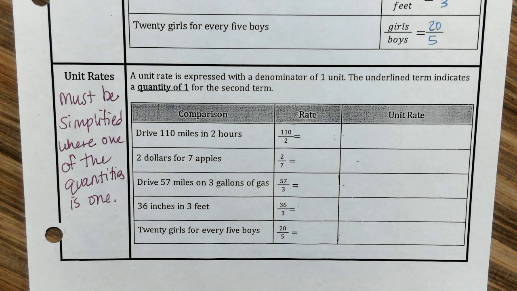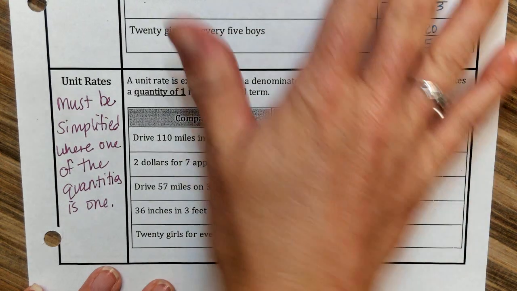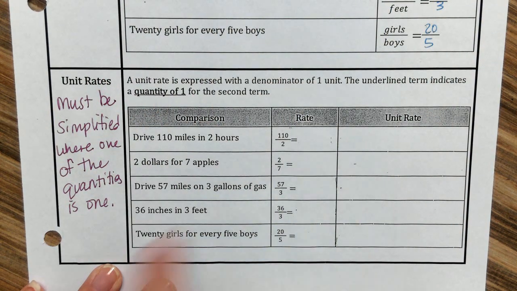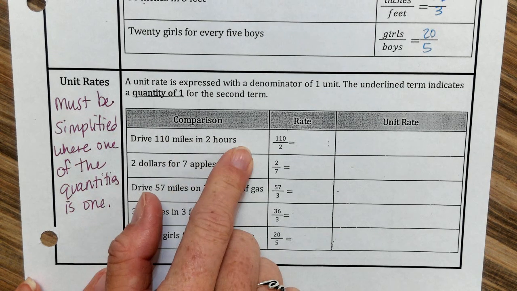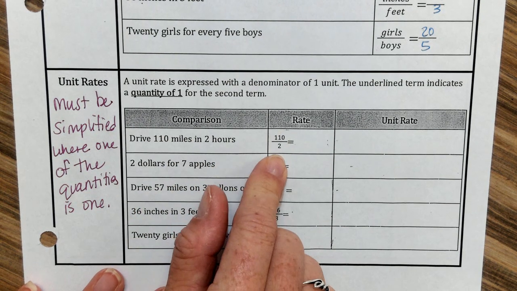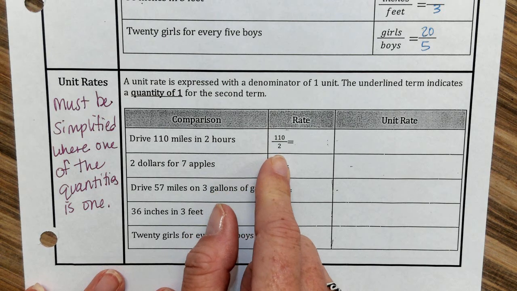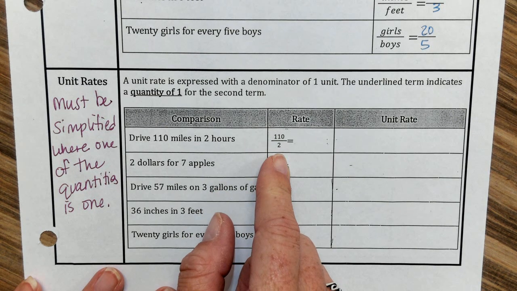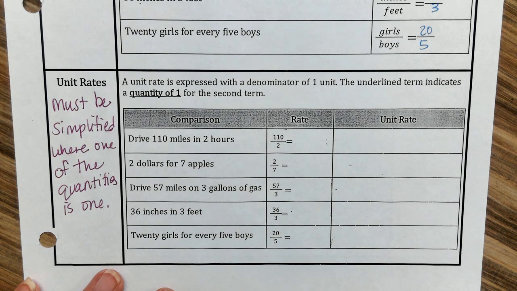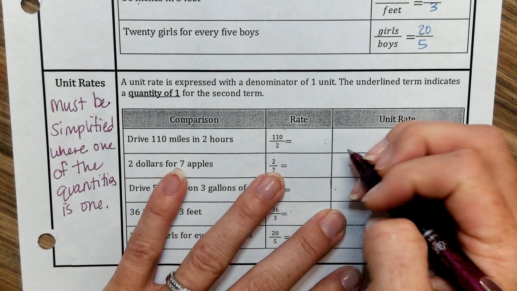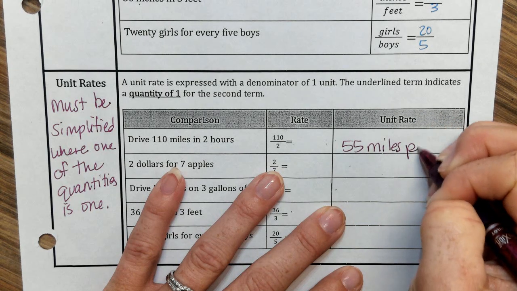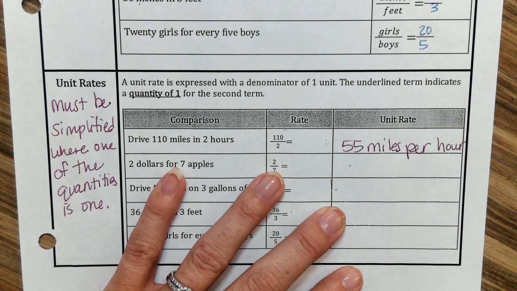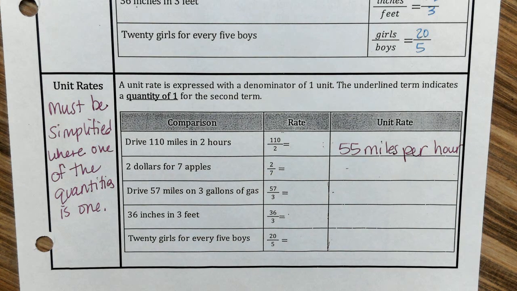So we're going to take the same examples we just did up here, and we're going to turn them into a unit rate instead of a rate. So if I drive 110 miles in 2 hours, the rate is 110 over 2. The unit rate, you simply divide. So what is 110 divided by 2? So I drive 55 miles per hour. What does that mean? Per 1 hour, which is what the video I showed y'all she just wasn't getting.